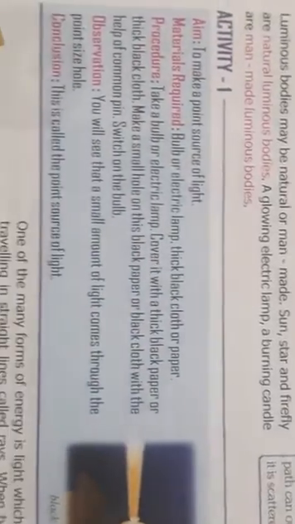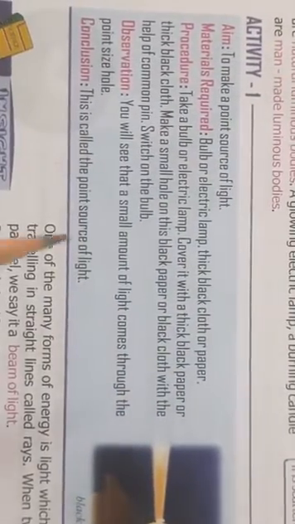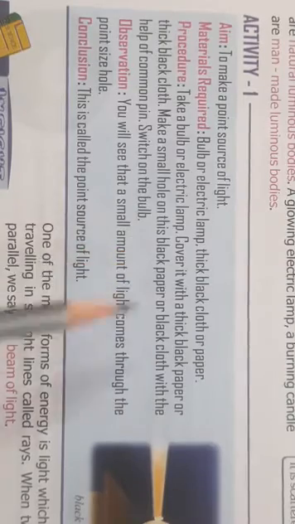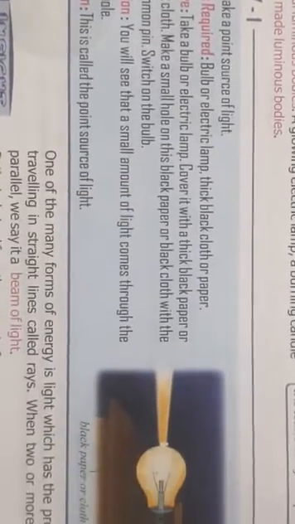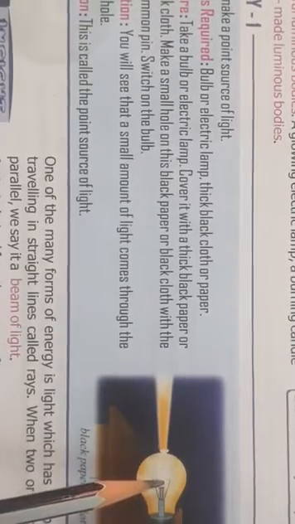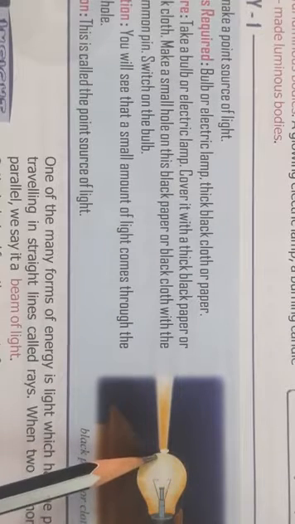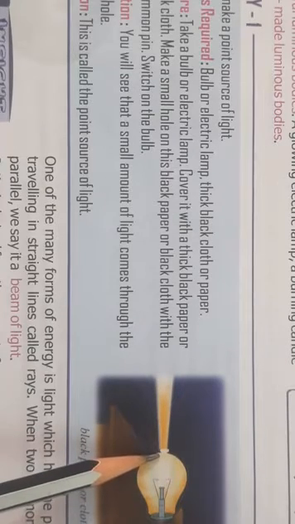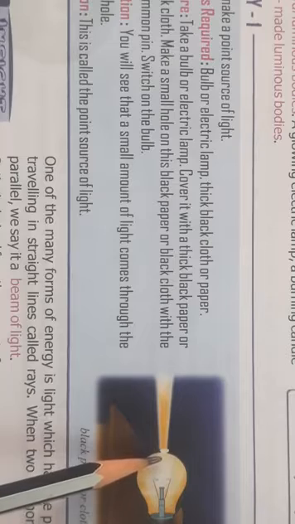Now, here one activity is given. You have to make a point source of light. For that, what you have to do? You have to take a bulb or an electric lamp. You have to cover it with a thick black paper or a thick black cloth. Okay? And you have to make a small hole on this black paper or cloth with the help of a small pin. And then you switch on the bulb.